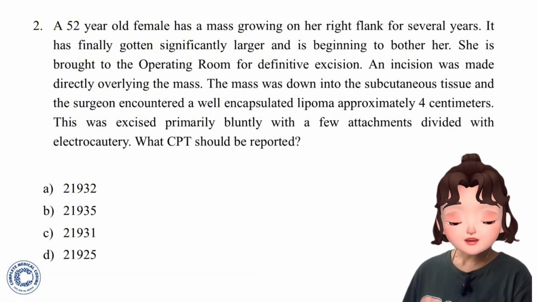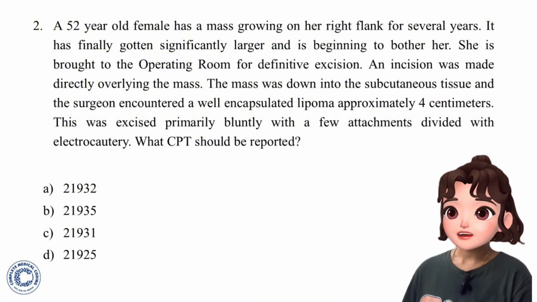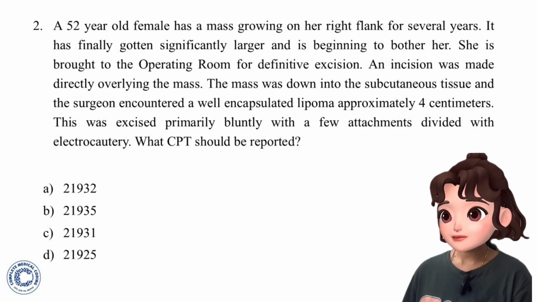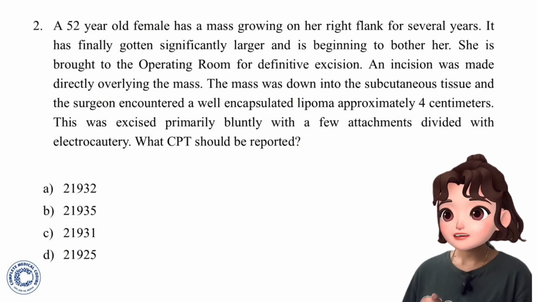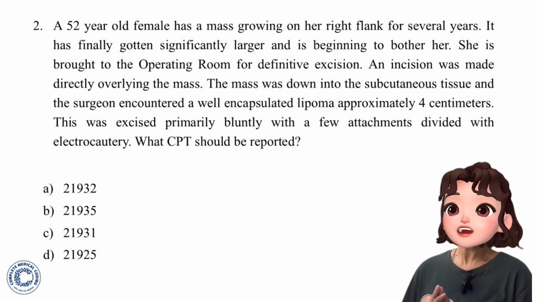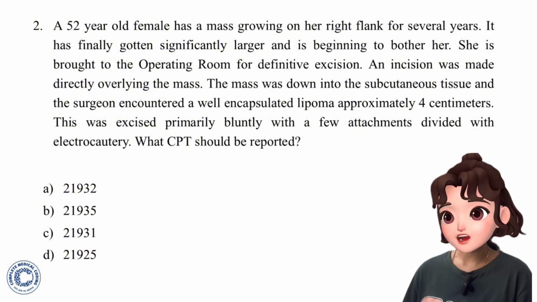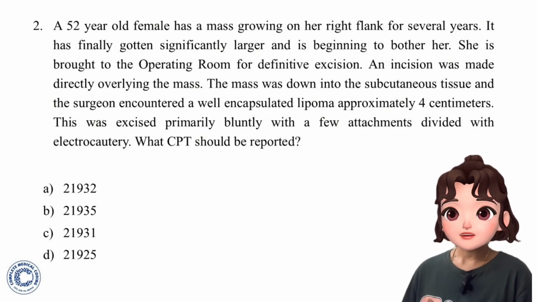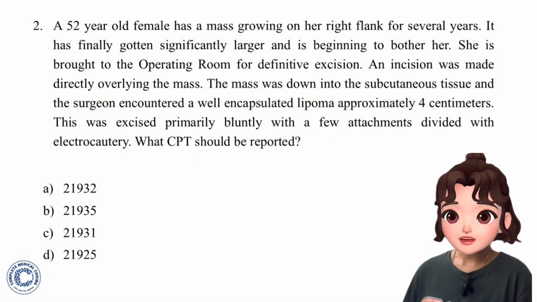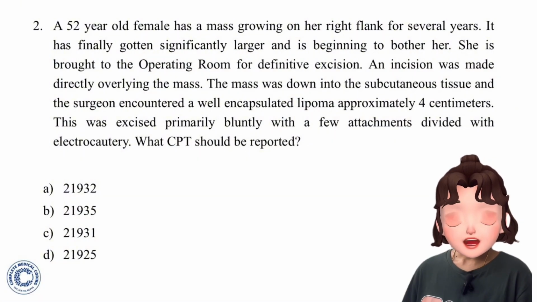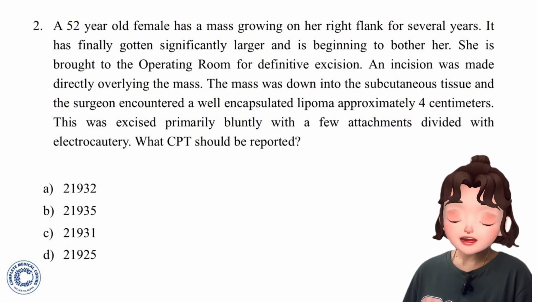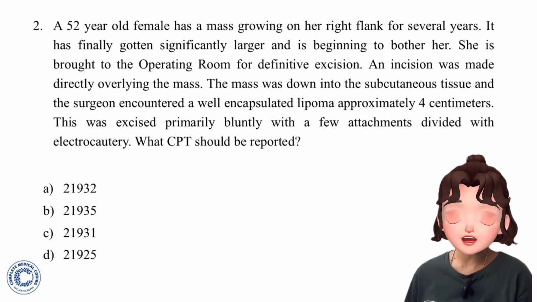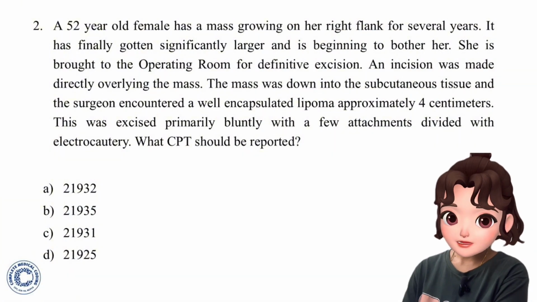Excision of tumor, soft tissue, intramuscular. What is the procedure carried out here? Is it intramuscular? Is it subcutaneous? Almost in the middle of the question it is mentioned that the mass was taken down into the subcutaneous tissue. So the intramuscular code is wrong. What is 21935? 21935 is radical resection of tumor, for example sarcoma, soft tissue of back or flank, less than 5 centimeters. This is not radical resection, it is excision of tumor only. So that code is also wrong.